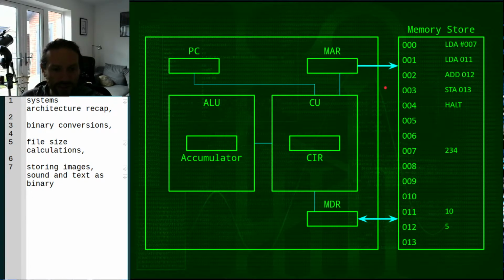You don't need to know the ins and outs of that. I'm just giving you a basic rundown of these components because I don't want to spend an awful lot of time going over systems architecture again when I already have a pretty comprehensive video on it. So PC, program counter, MAR, memory address register, MDR, memory data register, CIR is the current instruction register, which stores the instruction which is currently being carried out.